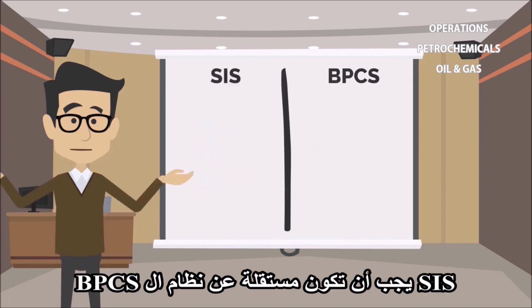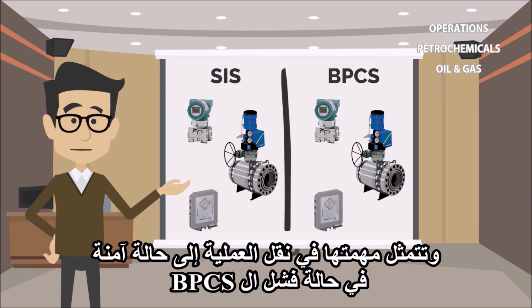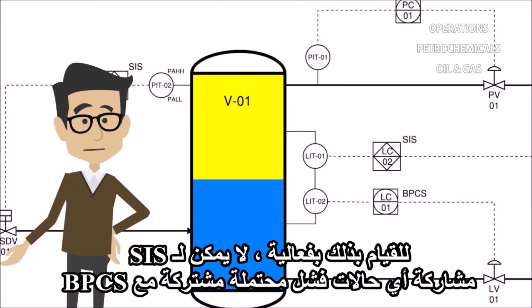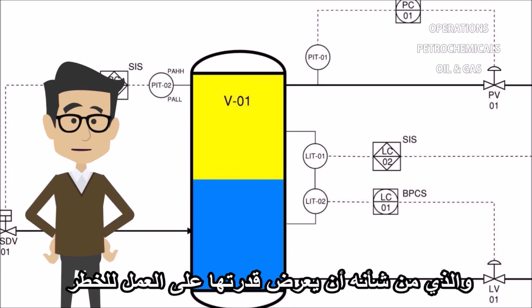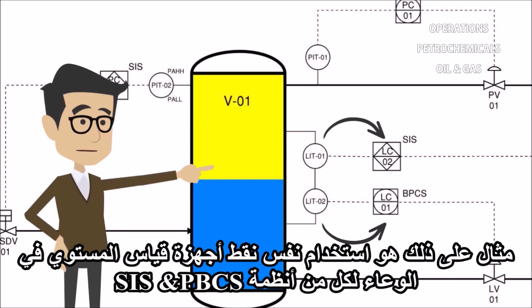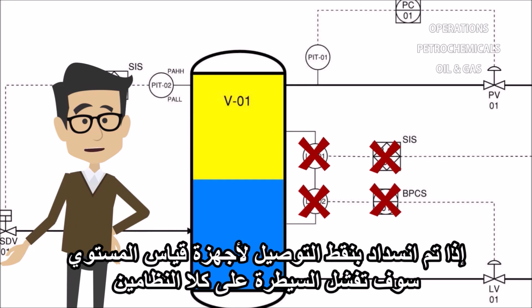The SIS should be independent from the BPCS, with separate transmitters, final elements, and an independent logic solver. Its job is to bring the process to a safe state in the event of a failure of the BPCS. To do this effectively, the SIS cannot share any potential common cause failures with the BPCS that would jeopardize its ability to act. An example of this would be using the same level bridle in a vessel for both the BPCS and SIS transmitters. If the bridle is plugged, control of both systems would fail.